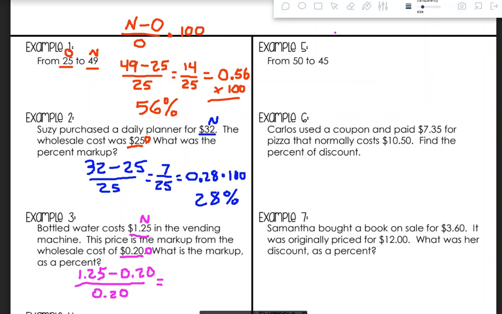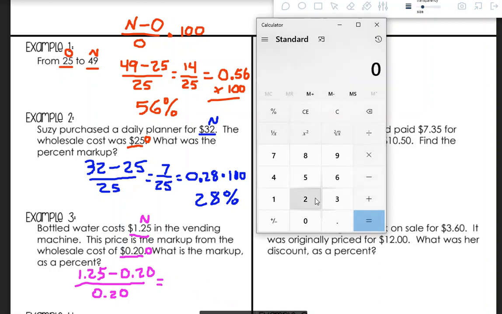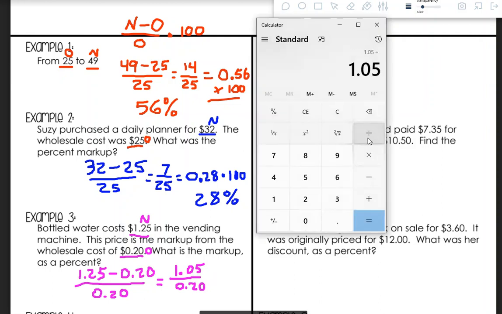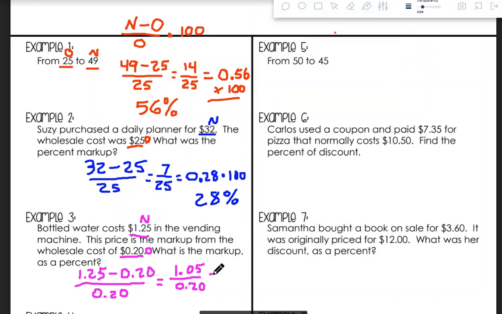All right, so what's 1.25 minus 0.20? Well, I don't know, but I could use a calculator. 1.25 minus 0.20 gives me 1.05. And then I can divide that by my 0.20. All right, so that's already in my calculator, so I can hit divide by 0.20, and that gives me 5.25.